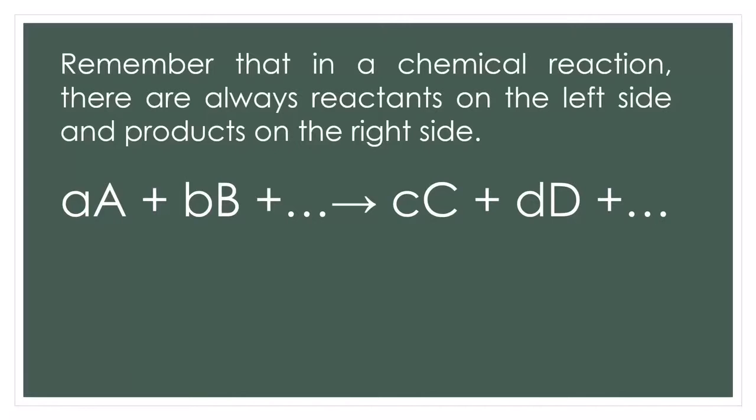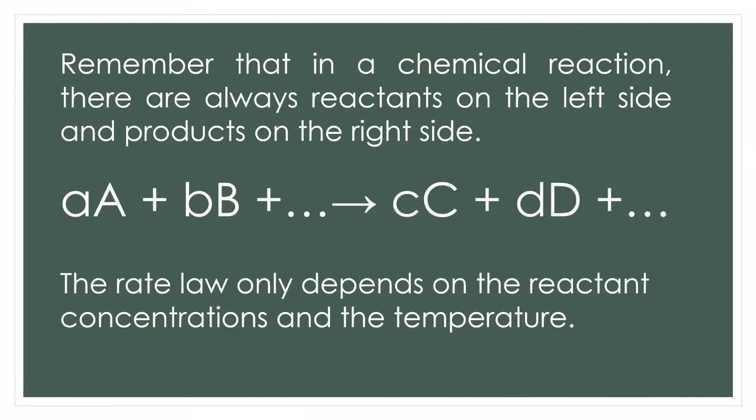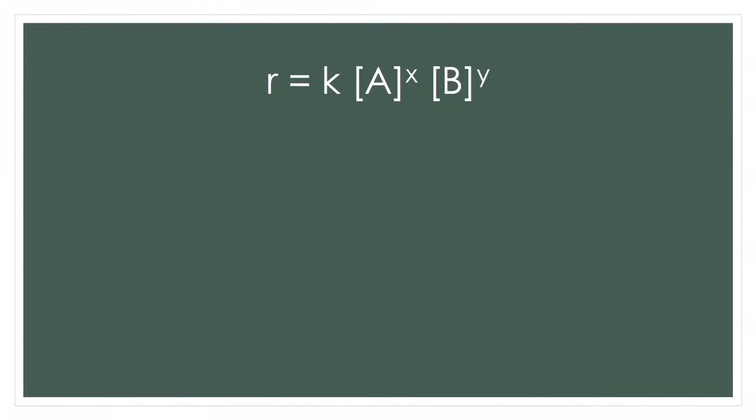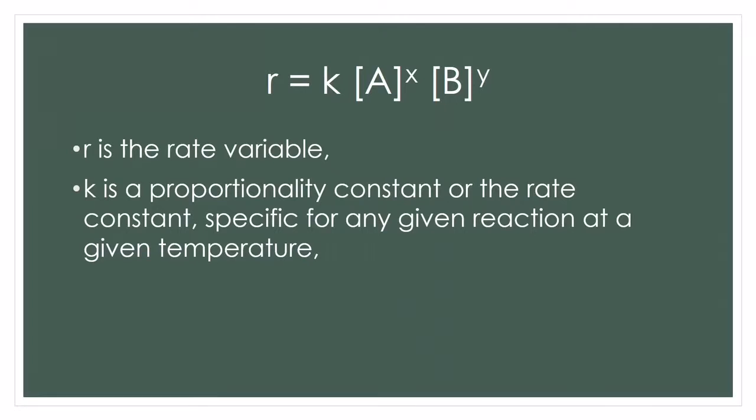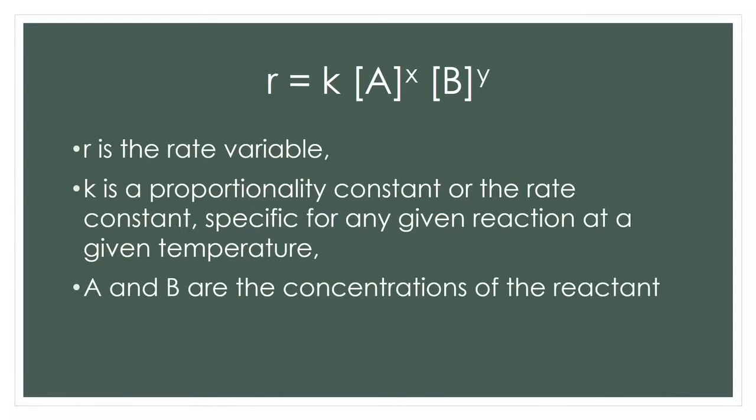Remember that in a chemical reaction, there are always reactants on the left side and products on the right side. The rate law depends on the reactant concentrations and the temperature. This equation relates the concentrations of chemical reactants to the reaction speed or rate, wherein R is the rate variable, k is a proportionality constant or the rate constant specific for any given reaction at a given temperature, A and B are the concentrations of the reactant compounds, and x and y are the reaction orders.